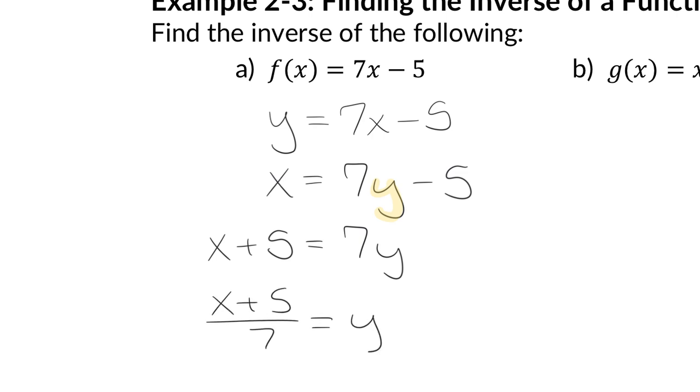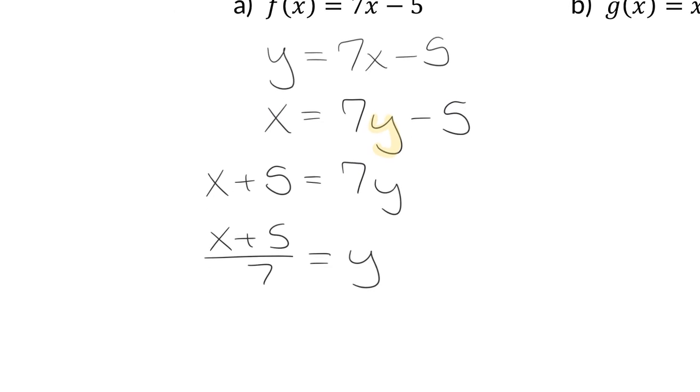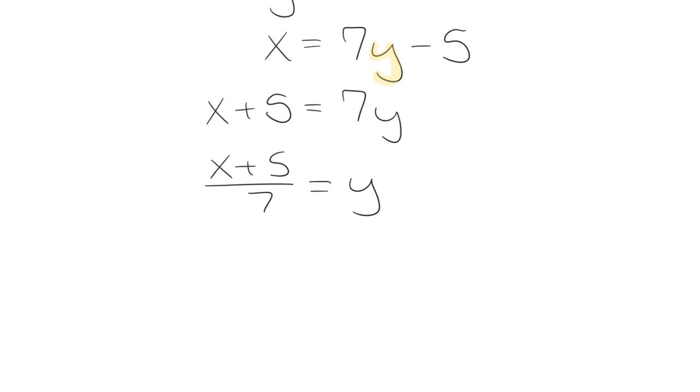If you can actually divide the numbers by 7, you would. Neither of these numbers, 1 or 5, can be divisible by 7. So when we're cleaning this up, we would write this as f inverse of x is equal to 1 over 7x plus 5 over 7.